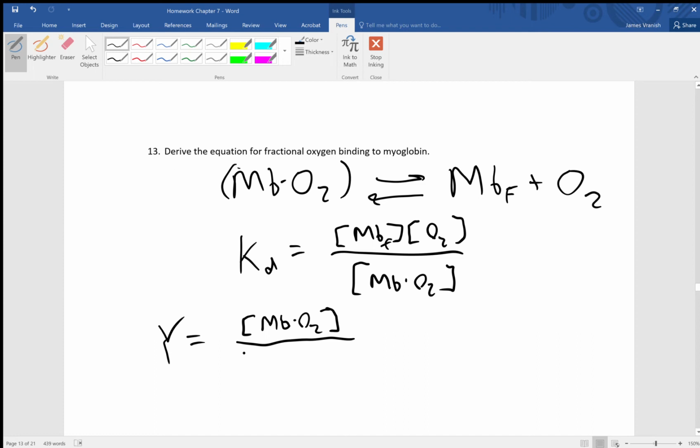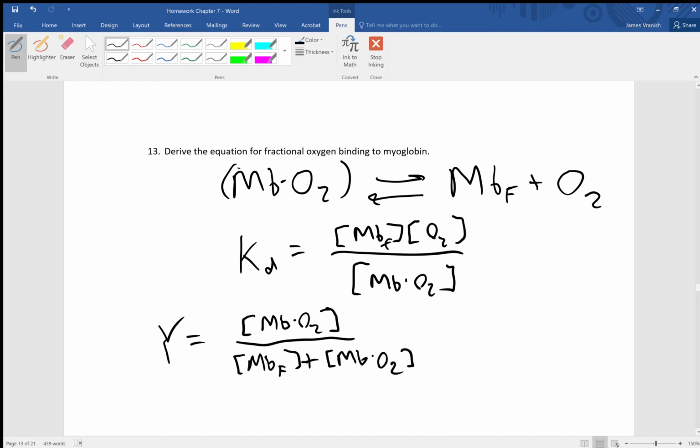The total amount of myoglobin is going to be our free myoglobin that doesn't have any oxygen bound, plus any myoglobin that does have oxygen bound. So that's our total amount of myoglobin on the bottom. On the top we have myoglobin with oxygen bound. On the bottom we have our free myoglobin plus myoglobin with oxygen bound, the sum of both of those being the total amount of myoglobin.